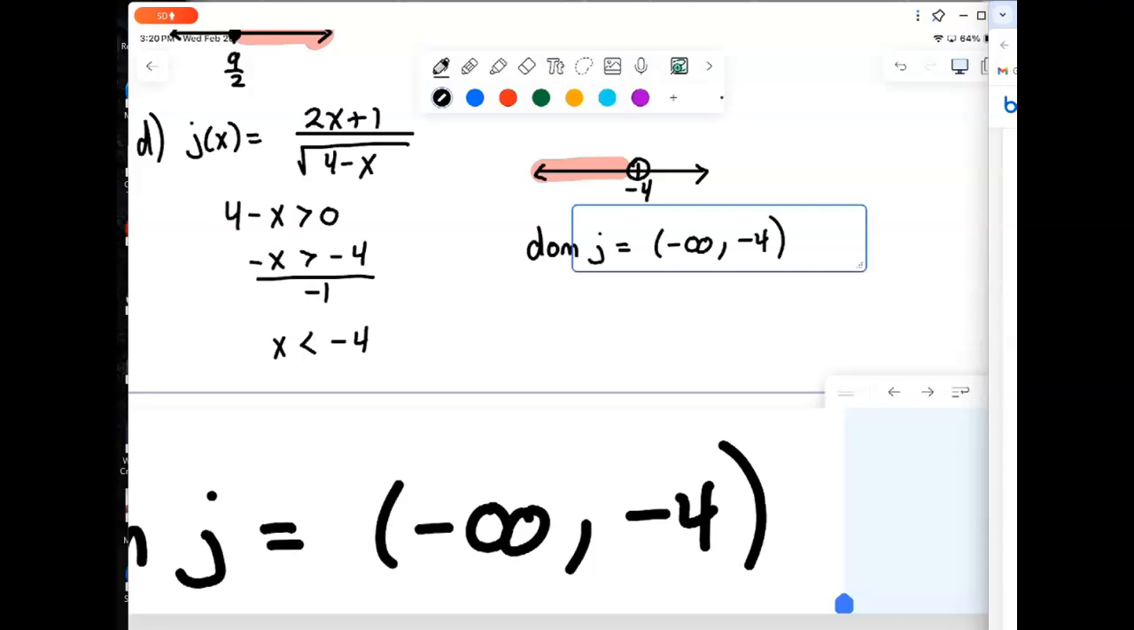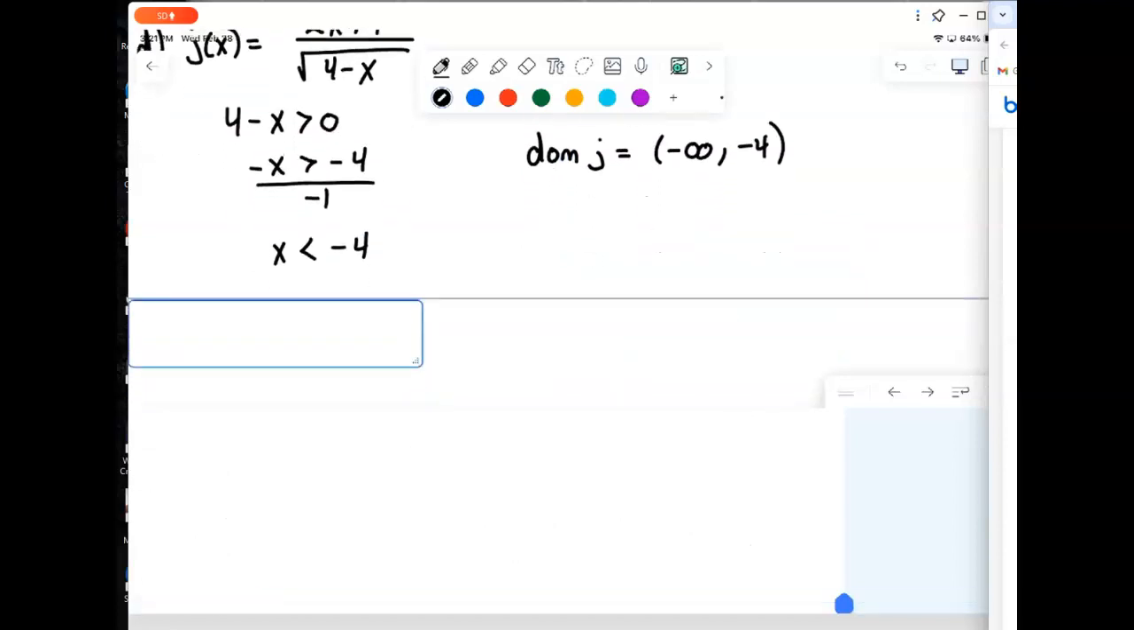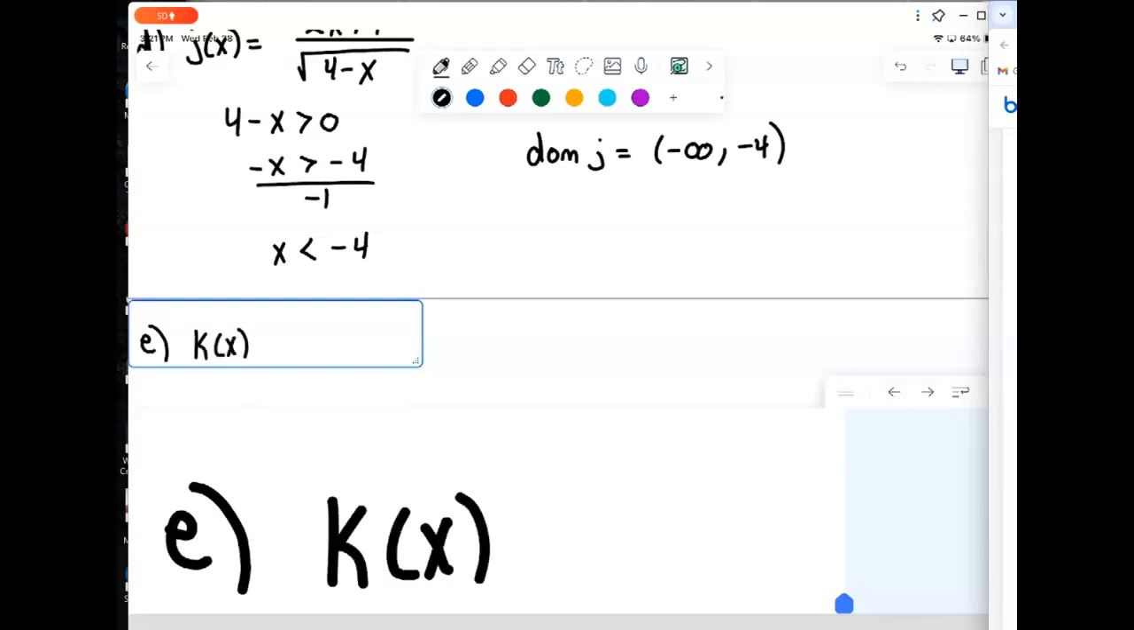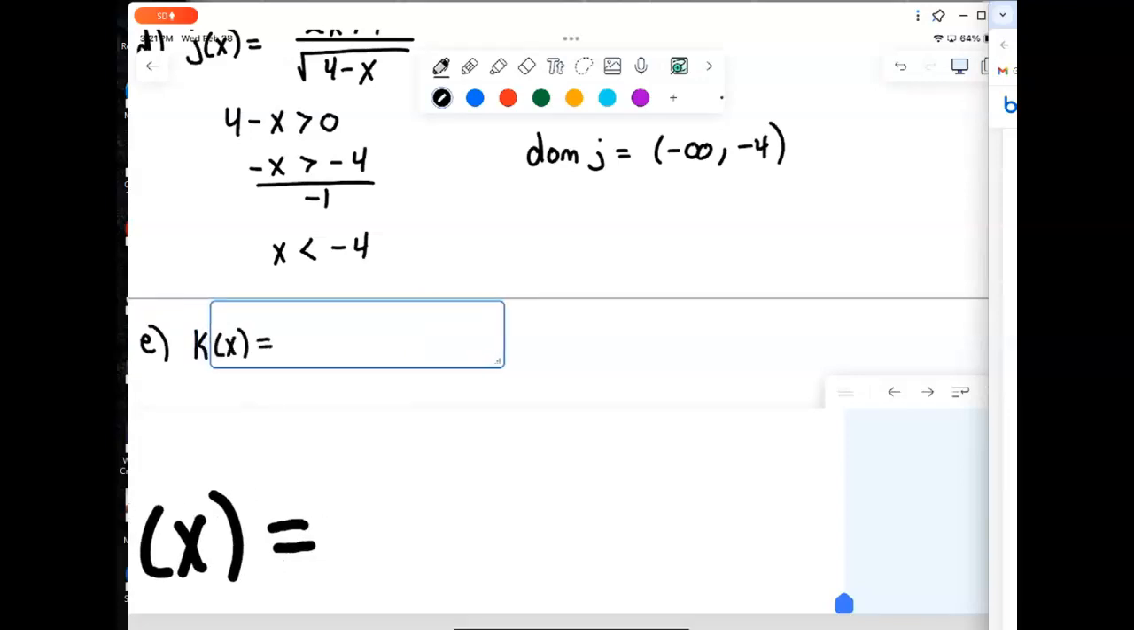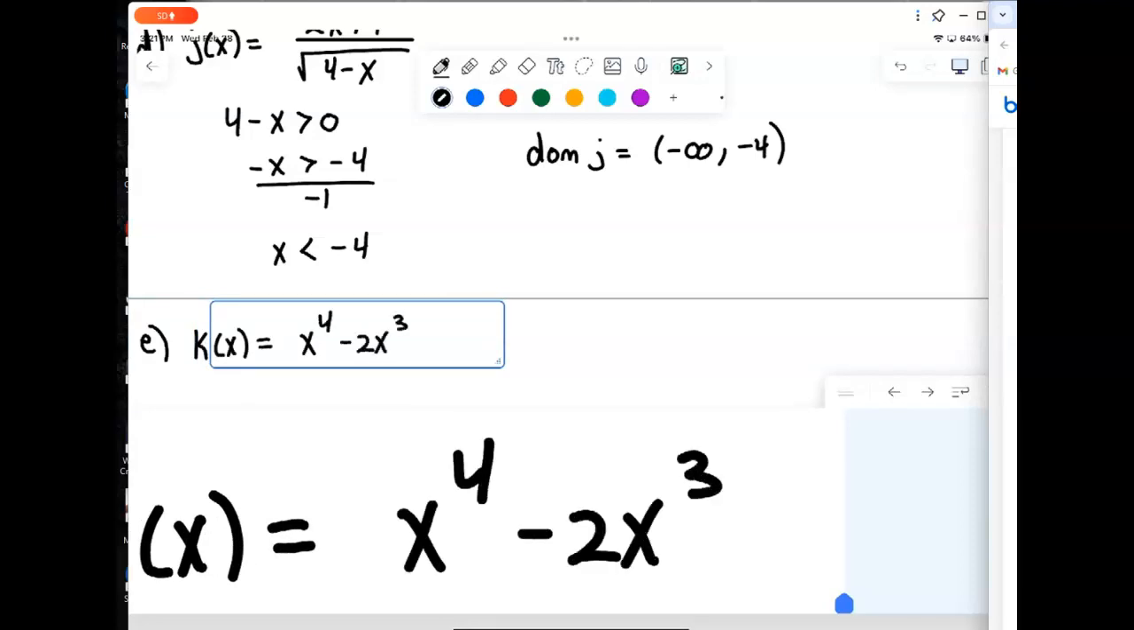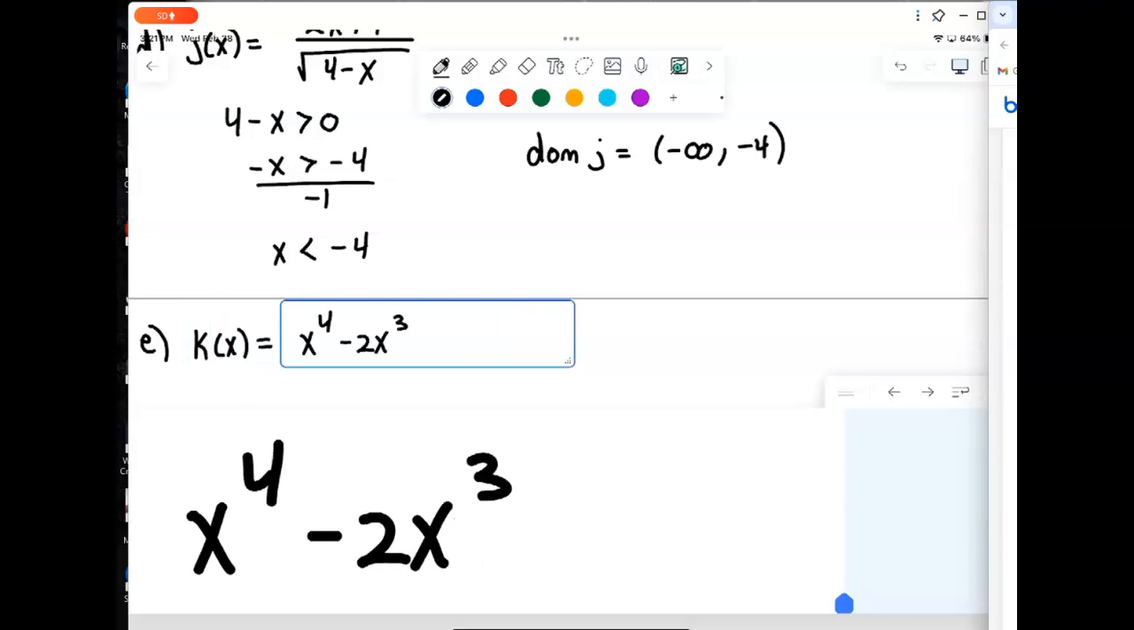Let's continue here with another example. Part E, where we're going to call it k of x equals x to the fourth minus 2x to the third plus 3x squared. And we want to talk about the domain of this function here.